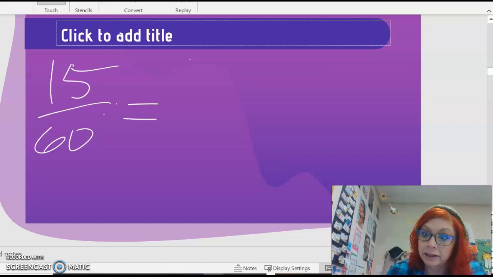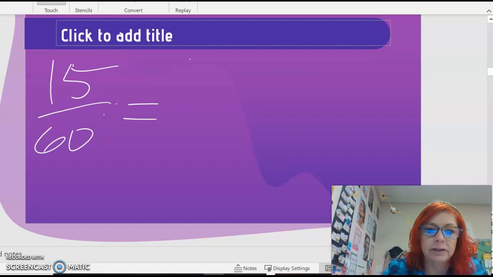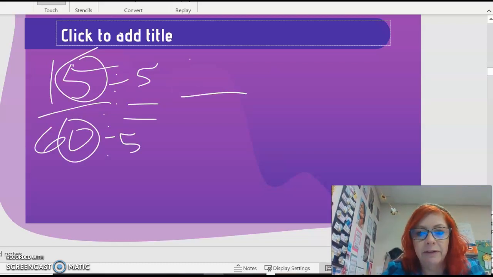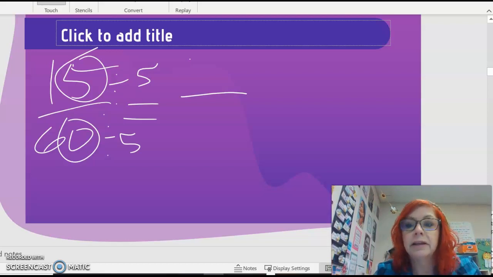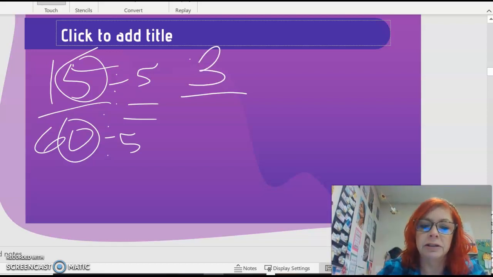Well, if I don't know anything, if I can't think of anything that would go into both of these, I could start with 5, right? They end in 5 and 0. That means it's divisible by 5. 15 divided by 5. Anybody? Yes, you in the back. Very good. 3. Yes, good.